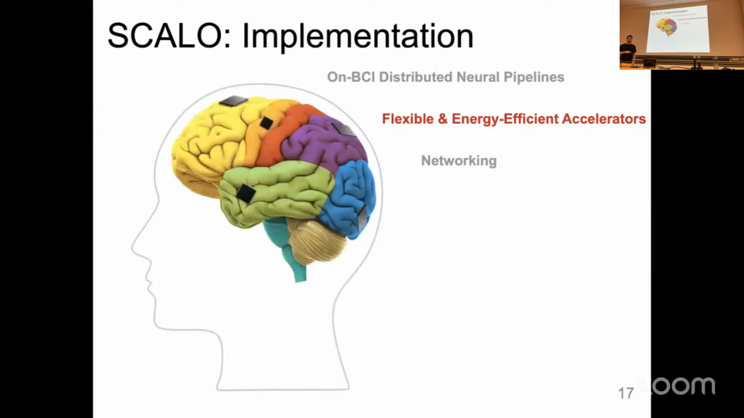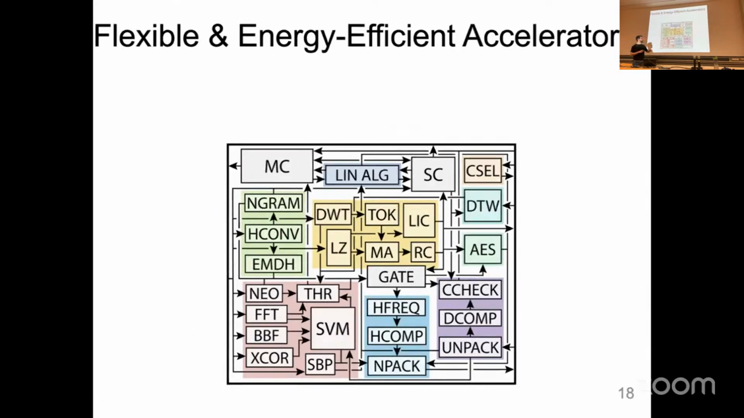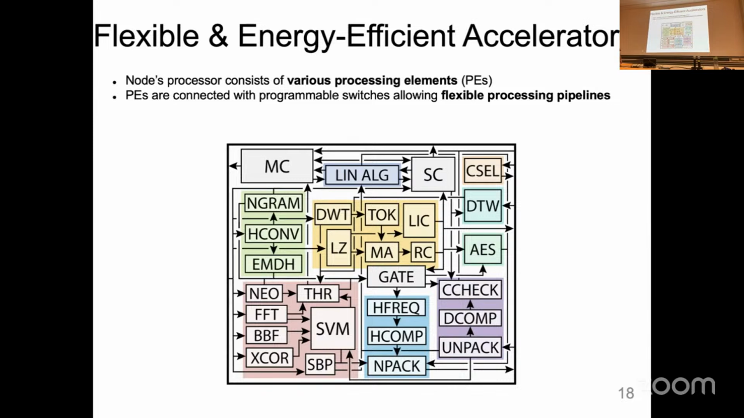Now for flexible and energy efficient accelerators. So this is this processor fabric that I showed before. Don't need to understand it in detail, but the key ideas here are that each node's processor consists of various processing elements, or short PEs. And these PEs are connected with programmable switches that allow flexible composition of them, basically along those arrows in a sense. And through that, you can define the custom pipelines and have massive flexibility within certain class of applications. Furthermore, each accelerator has deterministic latency and power usage, which allows the optimal scheduling that I mentioned at the start.